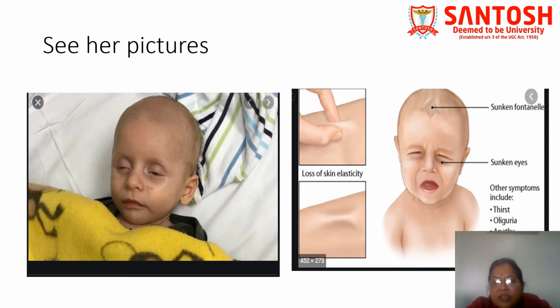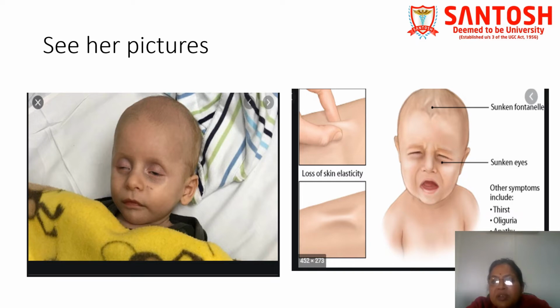Now let us see the picture of Paki. On the slide on the left, you can see her eyes look like they are sunken in. On the right side, when I pinch her skin, there is loss of skin elasticity and her skin remains like a tent after I have removed my fingers. The picture on the extreme right shows her anterior fontanelle, this is a diamond shaped space.